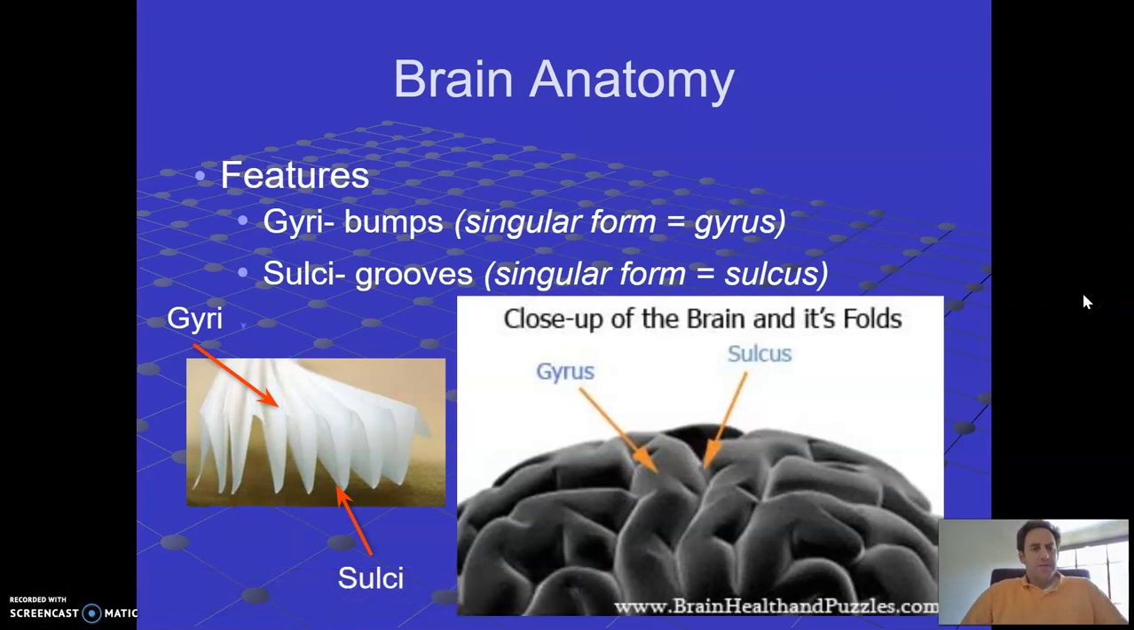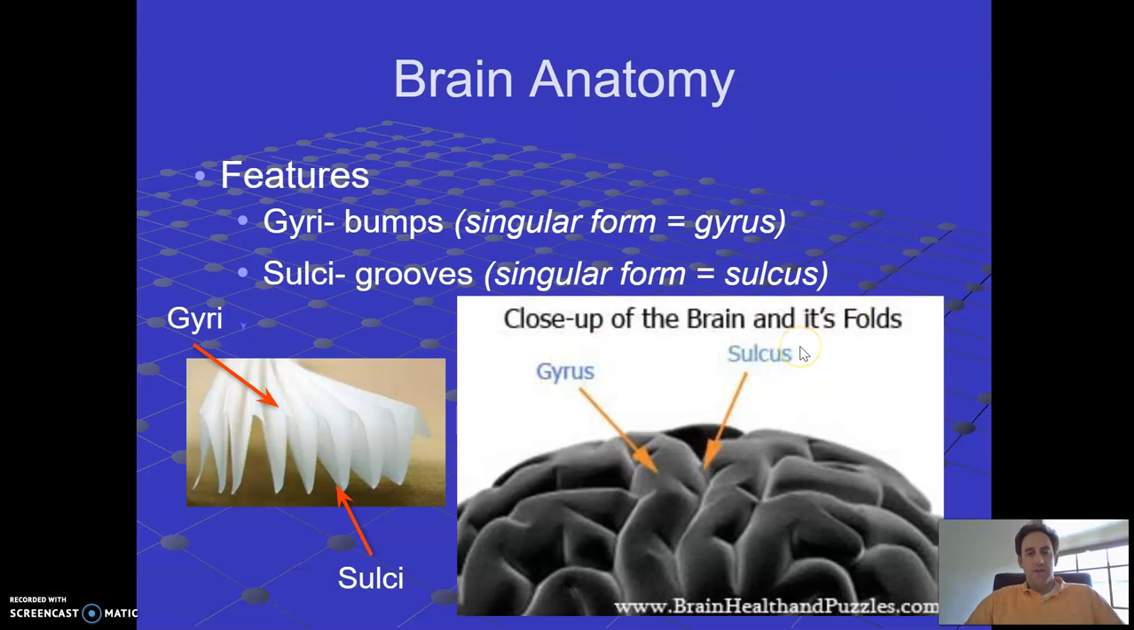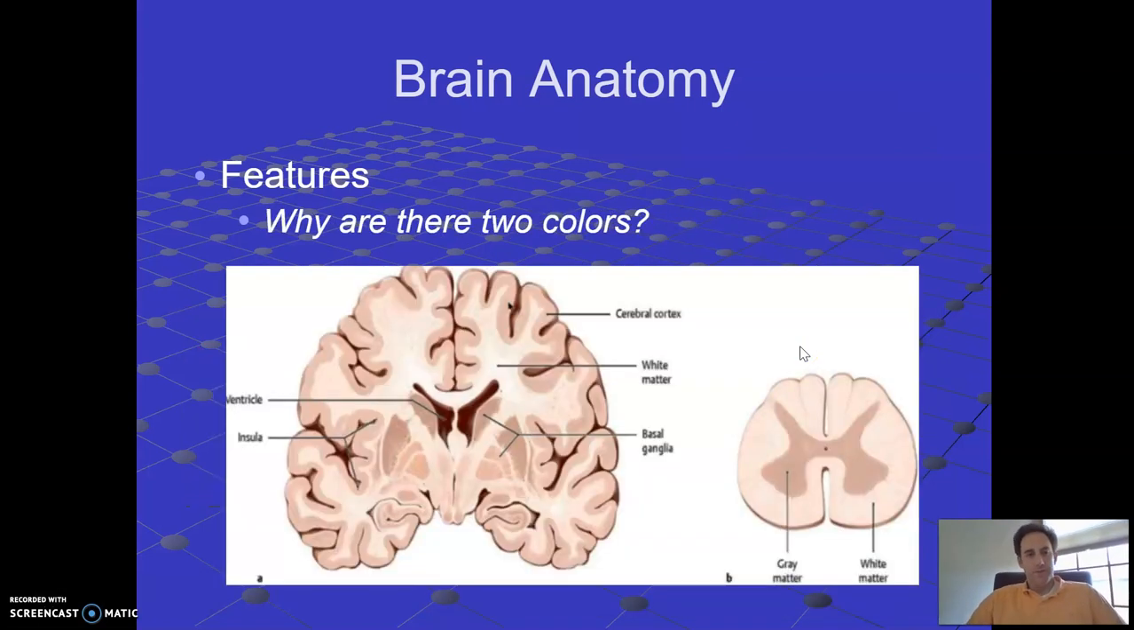There's names for those wrinkles. The gyri are the bumps, the high points, and the sulci are the grooves in between. So if you imagine folding a paper accordion style, the high points would be the gyri, the low points would be the sulci. And then note that the singular form of these terms are gyrus and sulcus. So those folds have those names.